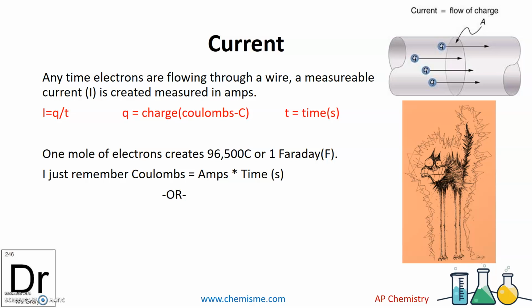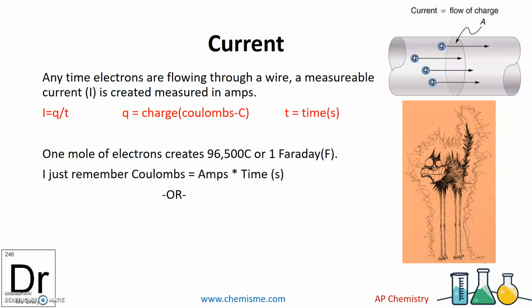So anytime that the electrons are flowing through the wire, you have a measurable current, and on your reference table, that's denoted as an I. That's measured in amps. So the I is a current. I know it sucks, but we've already used C for a lot of other things, and it's represented in amps. Why we can't use A is beyond me. The Q is a charge in coulombs, and the t is time in seconds.